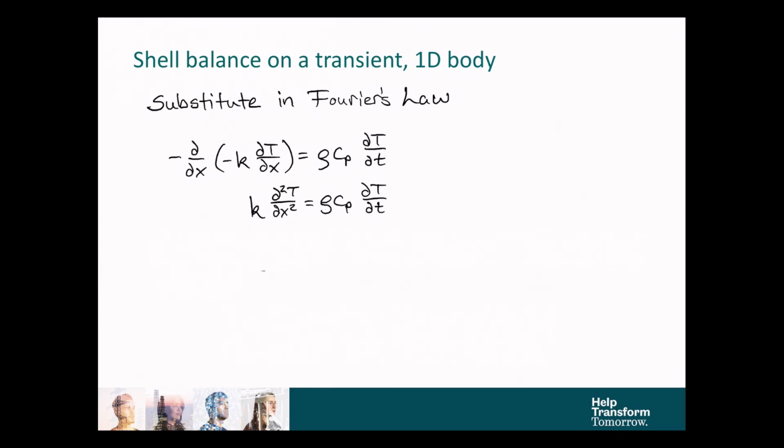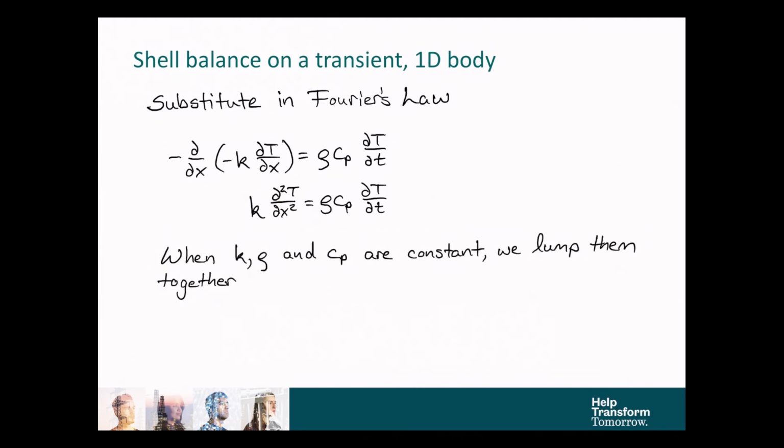And this is our governing differential equation, and this is the most rigorous form for the problem we're solving. In many instances, we find that k, rho, and cp are either constant within the range of the problem, or if we combine them in a certain way, that value is roughly constant. And quantifying how constant it is is an issue we can discuss in later sessions. But the way we define this constant is the thermal conductivity over the density over the heat capacity.